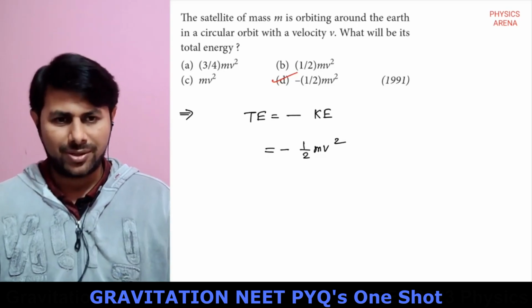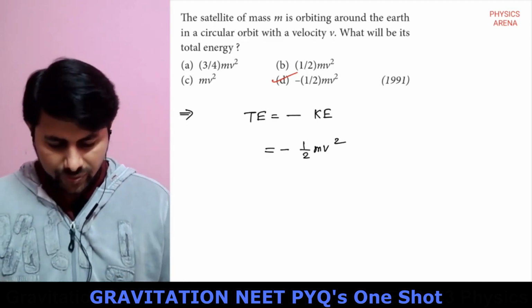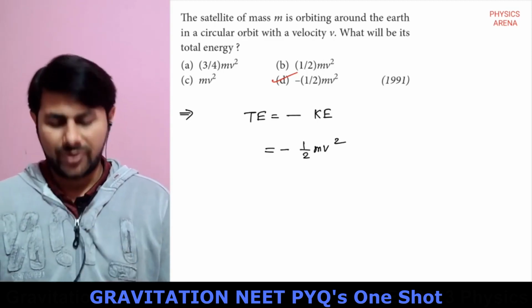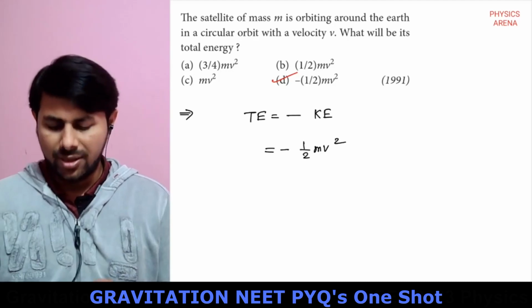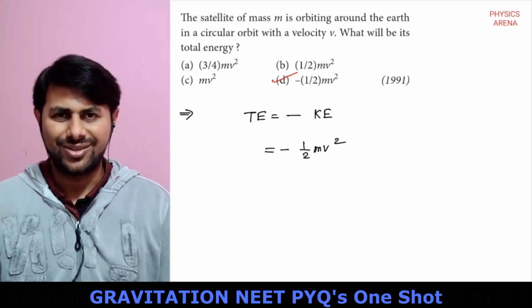Okay, so this is simple. So see, now we have to memorize these things. What is the relation between total energy, potential energy, kinetic energy, and binding energy?